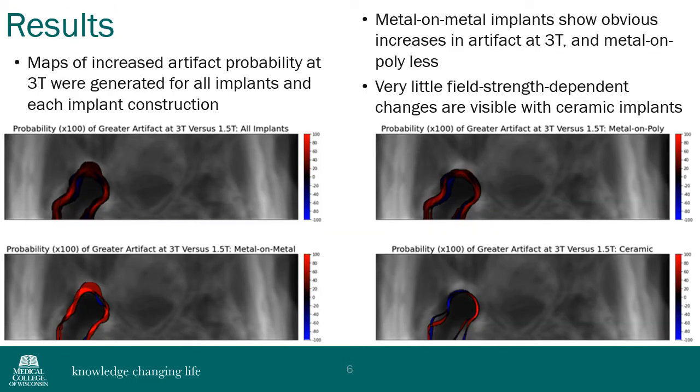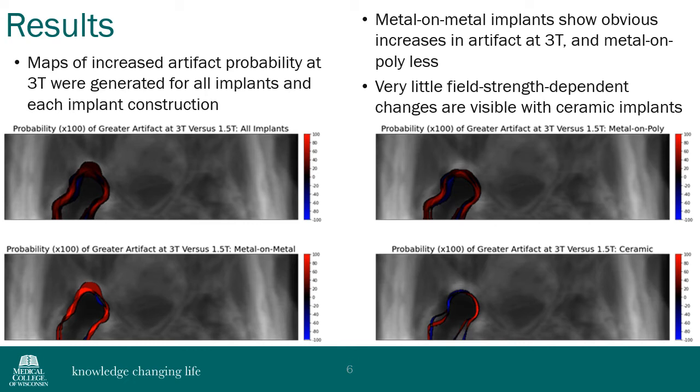With a defined template space, 1.5T and 3T images were aligned to the template. For each participant, differences across field strength of signal void associated with the implant were computed. The percentage of times across all participants that a voxel showed more artifact at 3T were shown as positive or red, and the percentage of times that a voxel showed more artifact at 1.5T were shown as negative or blue.